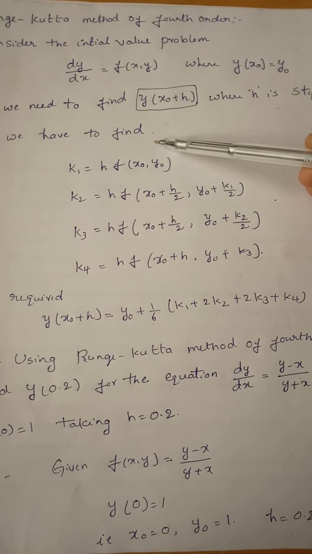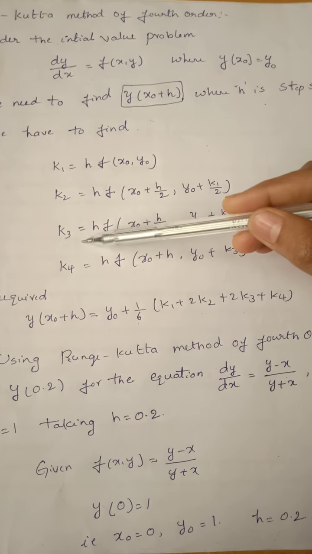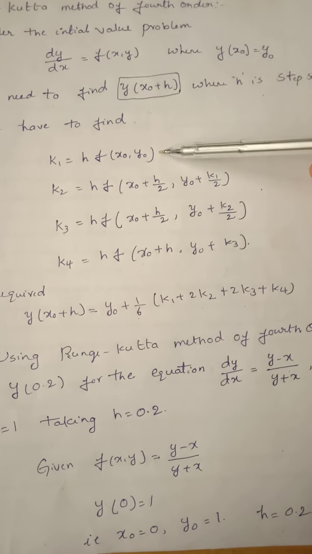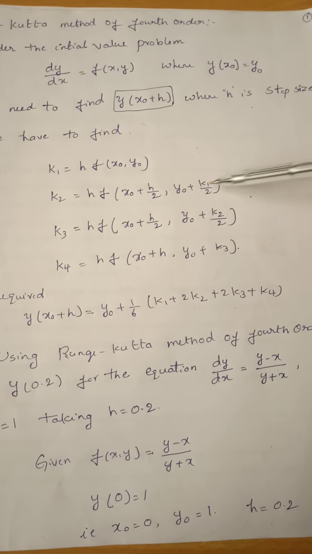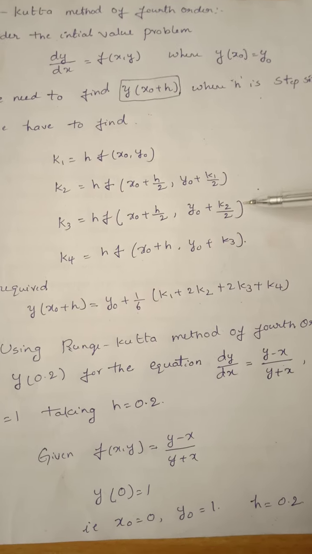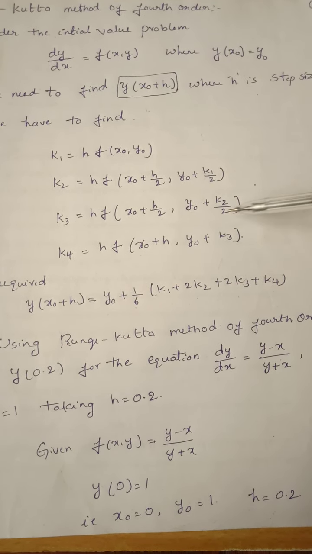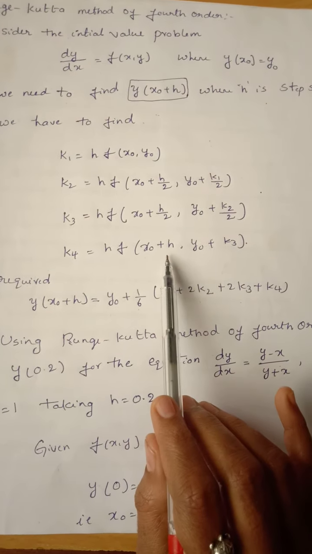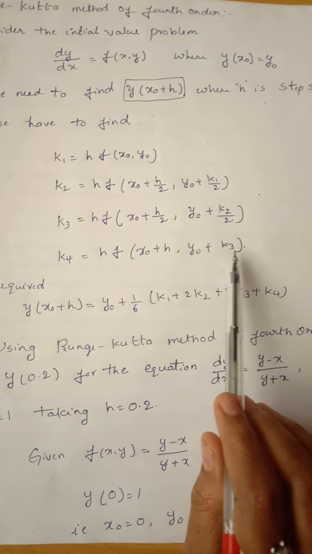Now we need to find four values here in RK method: k1, k2, k3, k4. How do you find them? By using these formulas: k1 is h into f of x naught, y naught; k2 is h into f of x naught plus h by 2, y naught plus k1 by 2; k3 is h into f of x naught plus h by 2, y naught plus k2 by 2; and k4 is h into f of x naught plus h, y naught plus k3. There is no divided by 2 here.